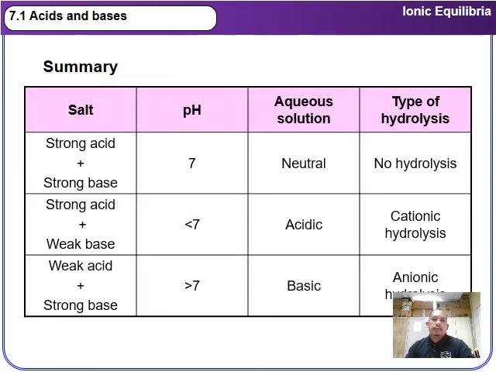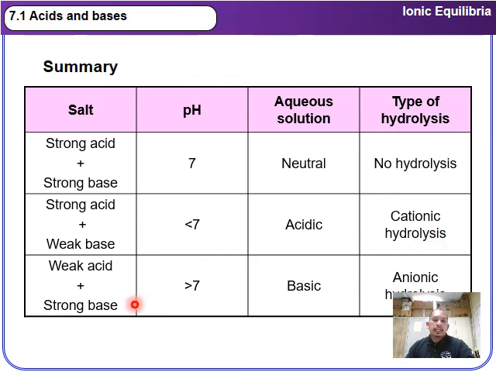As a summary for this part on salts, we can conclude that when a strong acid and a strong base mix together, the pH of the solution that forms is equal to 7, so it is a neutral aqueous solution, in which no hydrolysis occurs. If a strong acid and a weak base mix together, the pH of the solution will be less than 7. That shows that an acidic solution will form as a result. The type of hydrolysis that occurs is cationic hydrolysis.